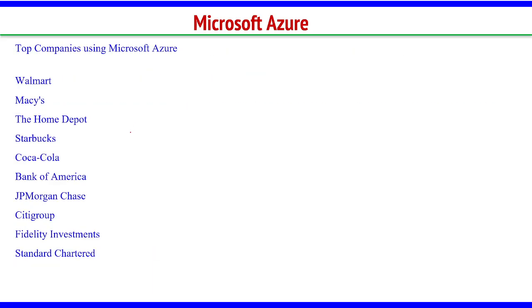The companies who use Azure, see Walmart, Starbucks, Coca-Cola, Bank of America, all these use Microsoft Azure.